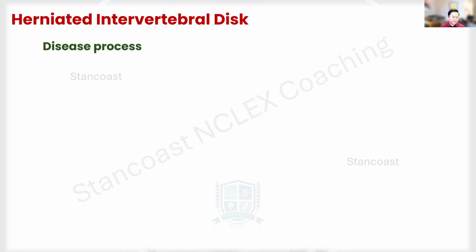Now let's talk about the different risk factors for why a herniated intervertebral disc can happen. There are so many, guys. And so we have here, hello May, hello Anita. The disease process will include, of course, the following risk factors.